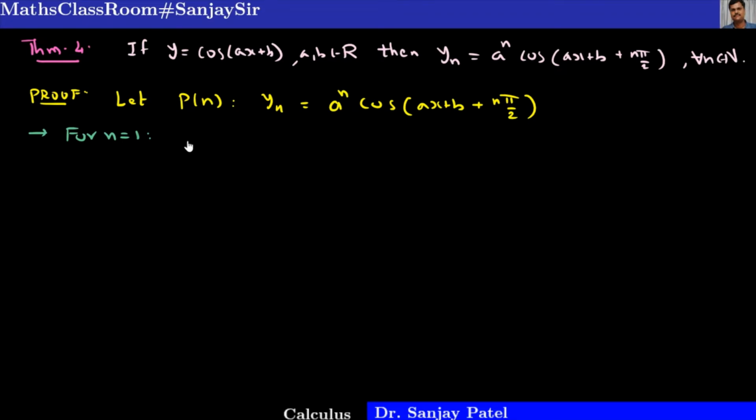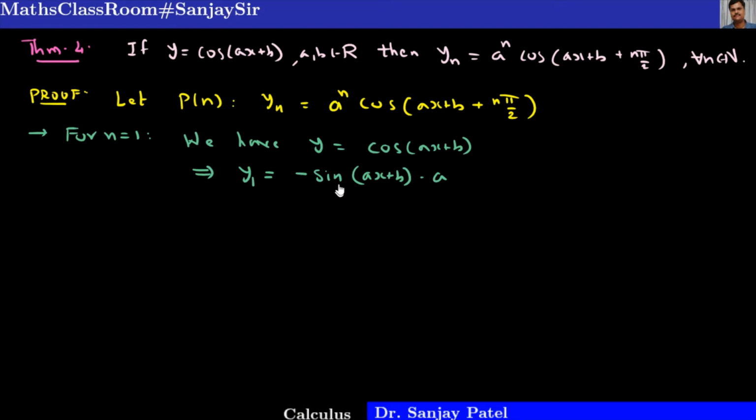So here we have the given function y is equal to cos of ax plus b, and we differentiate this with respect to x to get the first derivative dy by dx, that is y1. Derivative of cos theta is minus sine theta, so we get minus sine of ax plus b, and derivative of theta, that is ax plus b, with respect to x is only a.